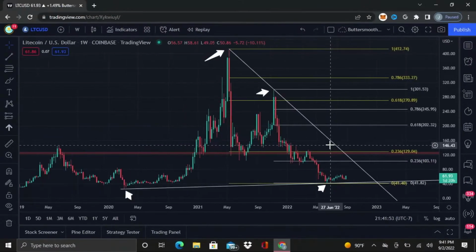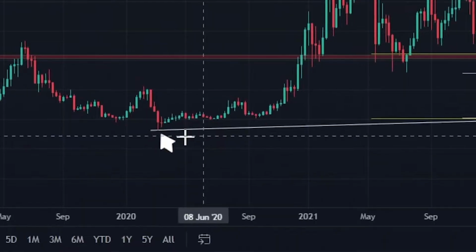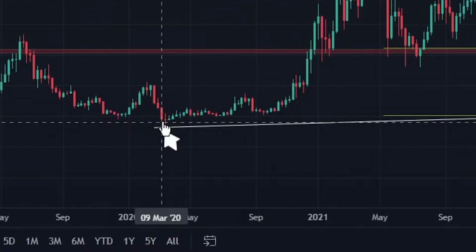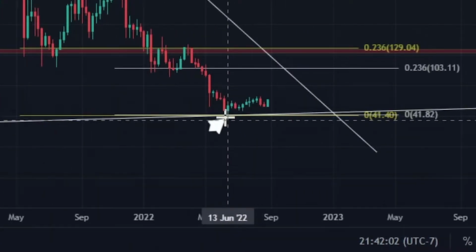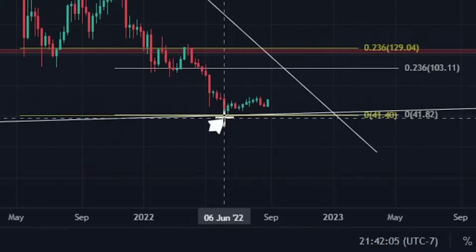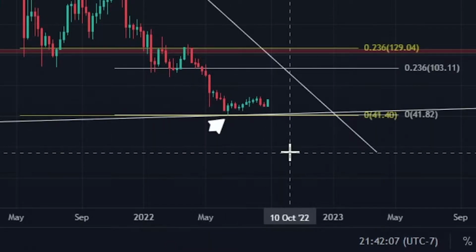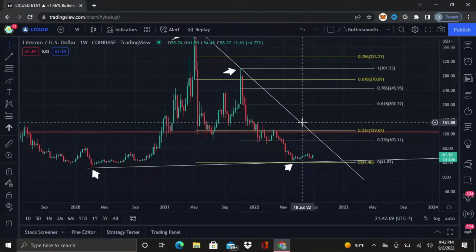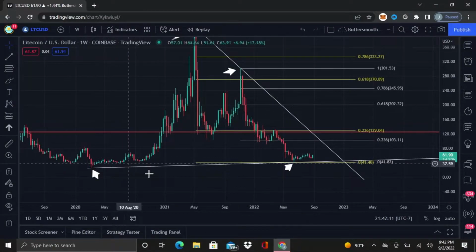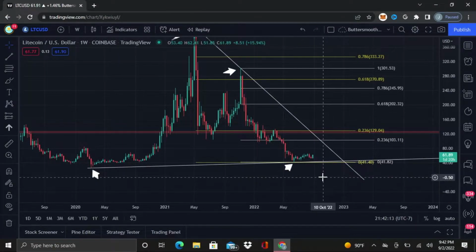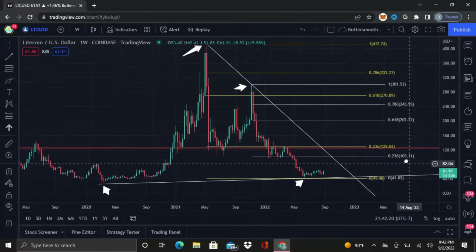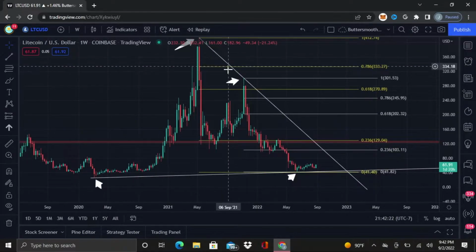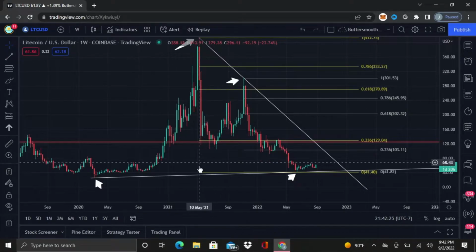Then if I zoom out a little bit, you could see this trend line down here. We have the first touch point back here, March of 2020. Second touch point was recently, which is our swing low here around June 6, 2022. So both of these trend lines are very valid. They have two solid touch points where they've bounced from both levels. So really, if we look at all of our drawing tools, both Fibonaccis in yellow and white, our trend lines here.